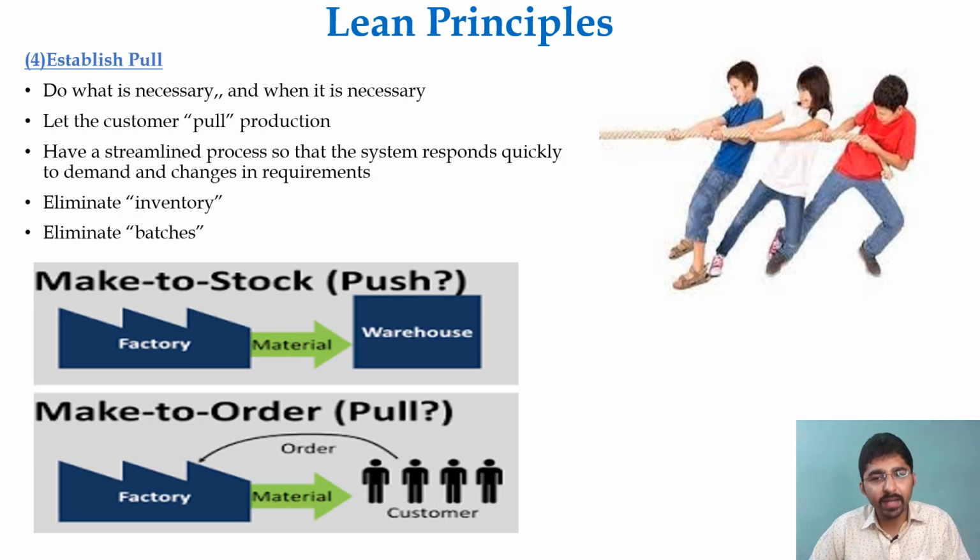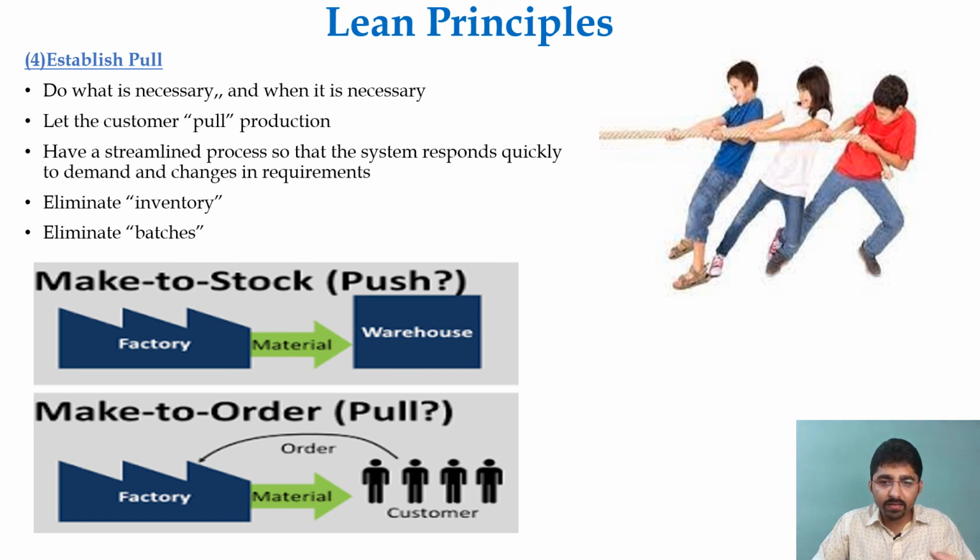Once we maintain the proper flow, the next step is to establish the pull. In any industry, there are two concepts we work upon. The first is the push system, which means make to stock. The second is the pull system, which means make to order. What happens in a push system? As a manufacturer, I am going to produce a certain amount of units irrespective of customer demand, irrespective of the demand in the market from the customer end. I am going to make it and then store that inventory.